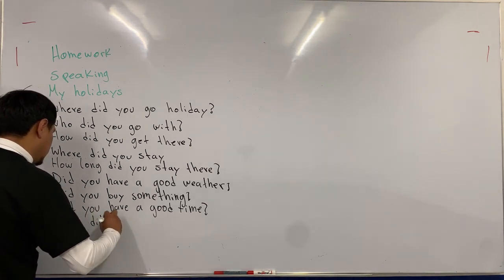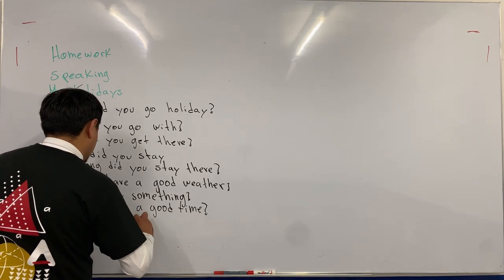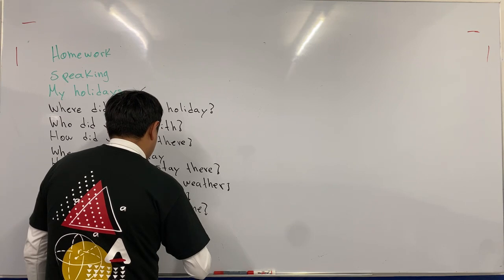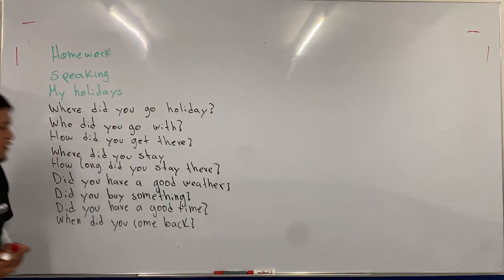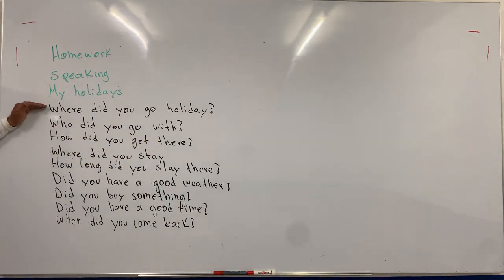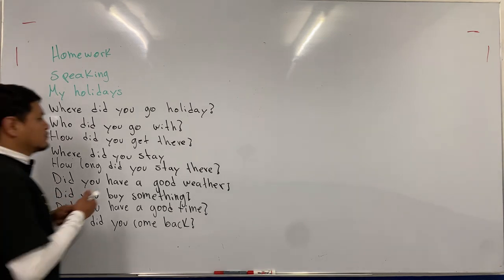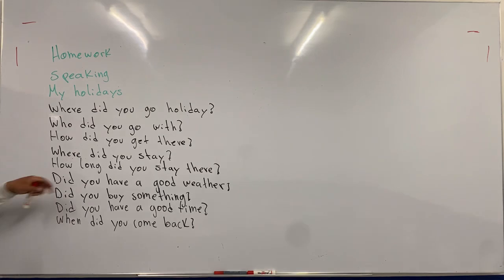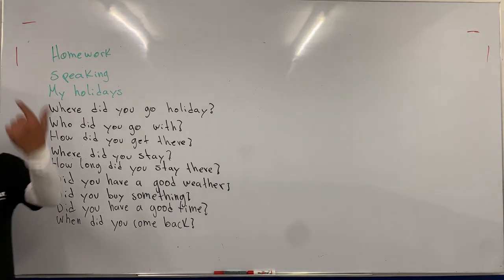When did you come back? Right? Where did you go on holiday? Who did you go with? How did you go there? Where did you stay? How long did you stay there? Did you have good weather? Did you buy something? Did you have a good time? When did you come back?